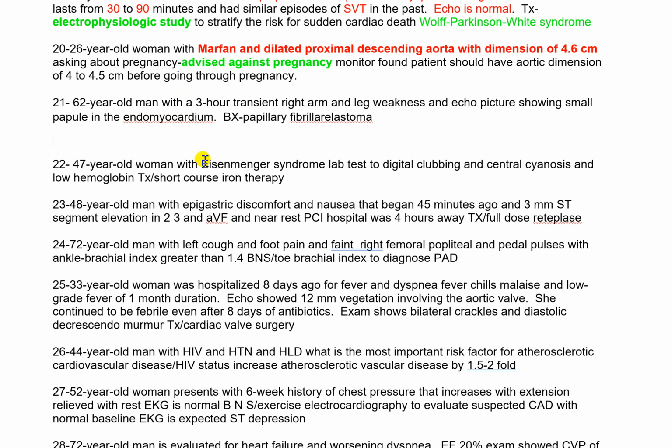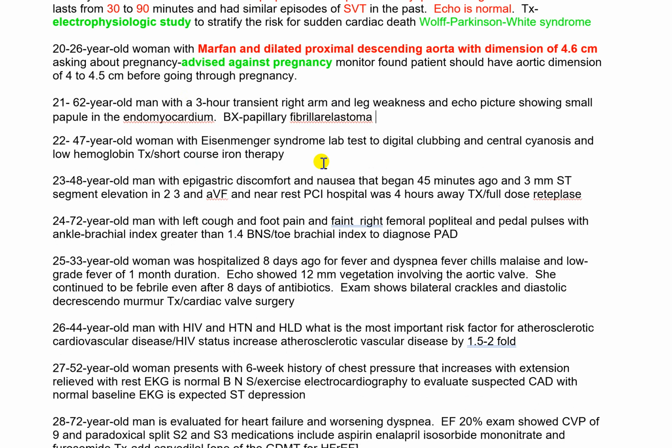You know, pregnancy is physiologically challenging to the body. I would say it's extremely demanding. You need increased cardiac output, you need all these things. So this could rupture with a pregnancy. So I would advise not to get pregnant.